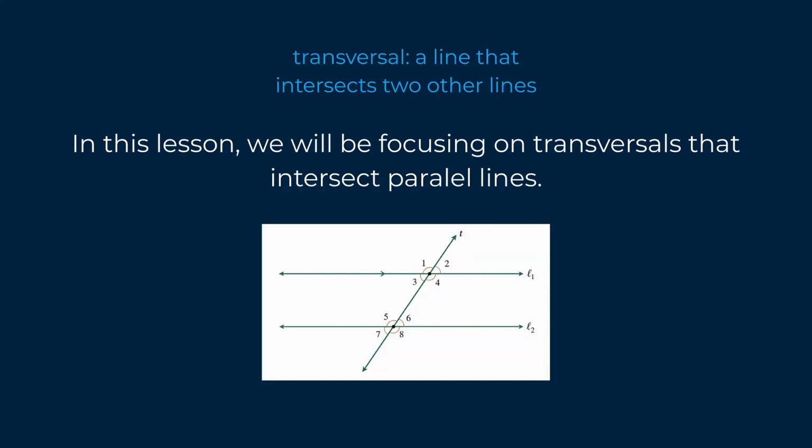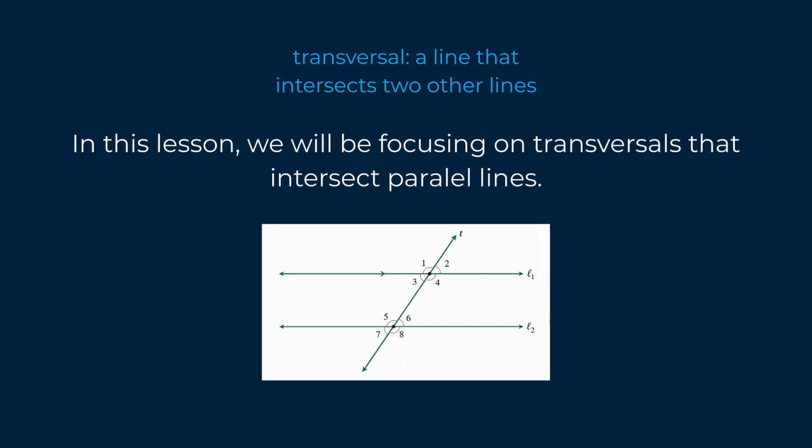So, first we gotta define what is a transversal. It is a line that intersects two other lines, but transversals can be very vague and uninteresting when we don't specify that the two other lines that a transversal intersects are not parallel lines, meaning that some interesting stuff happens when they intersect parallel lines. So we will be focusing on that in this lesson.